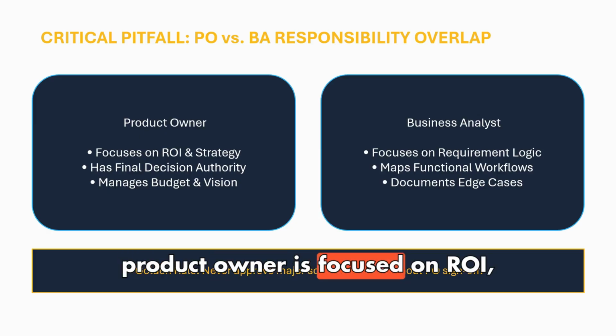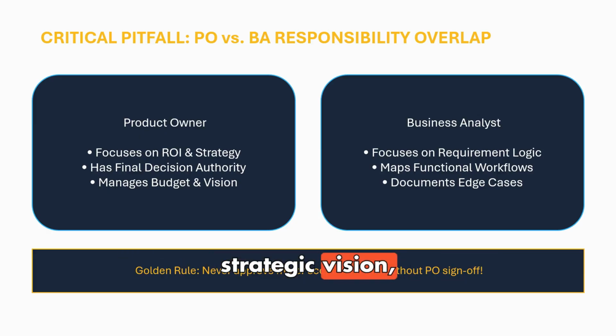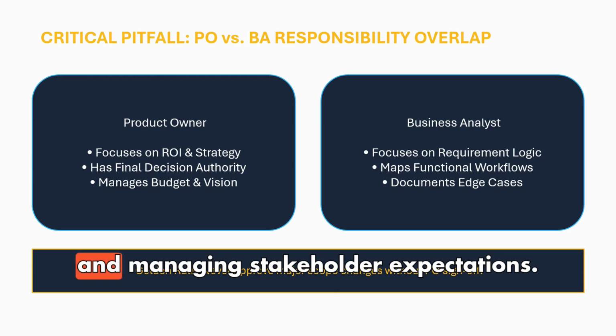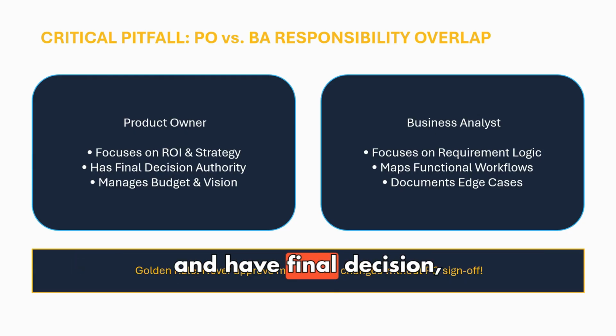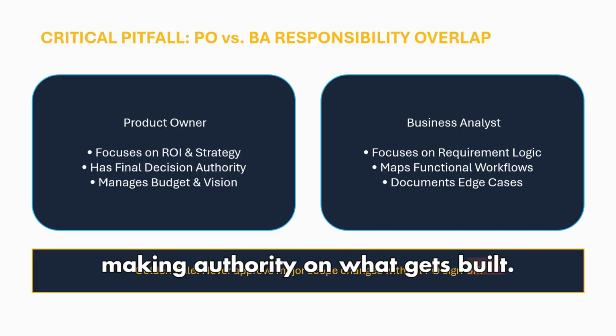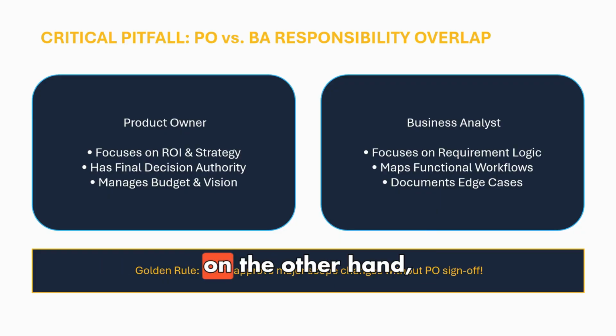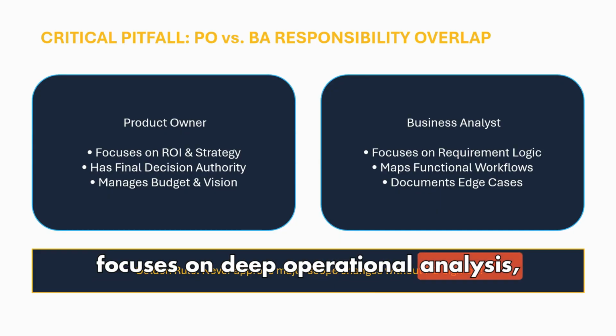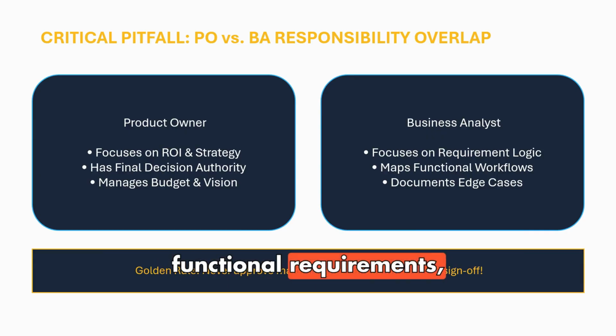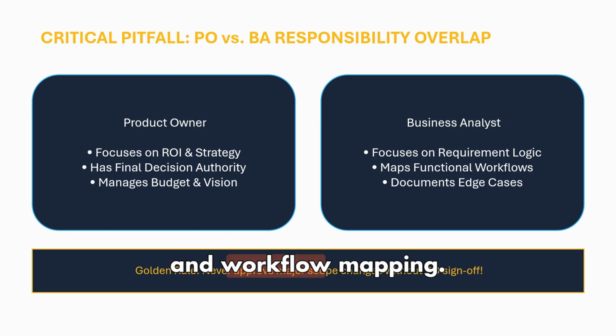The product owner is focused on ROI, strategic vision, feature prioritization, and managing stakeholder expectations. They hold the budget and have final decision-making authority on what gets built. The business analyst, on the other hand, focuses on deep operational analysis, functional requirements, detailed documentation, and workflow mapping.